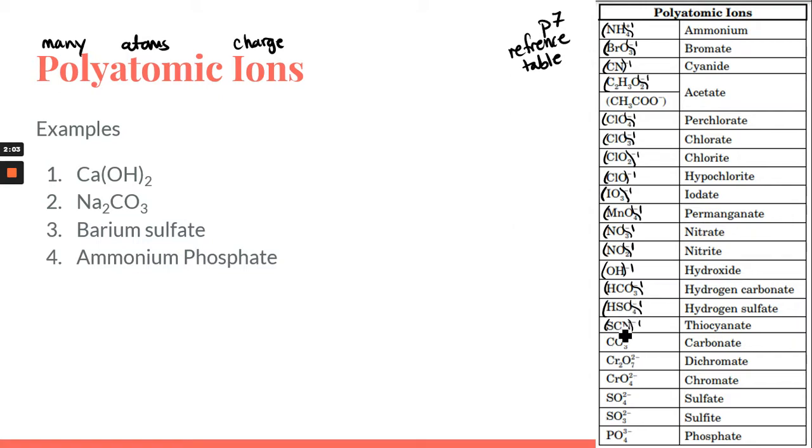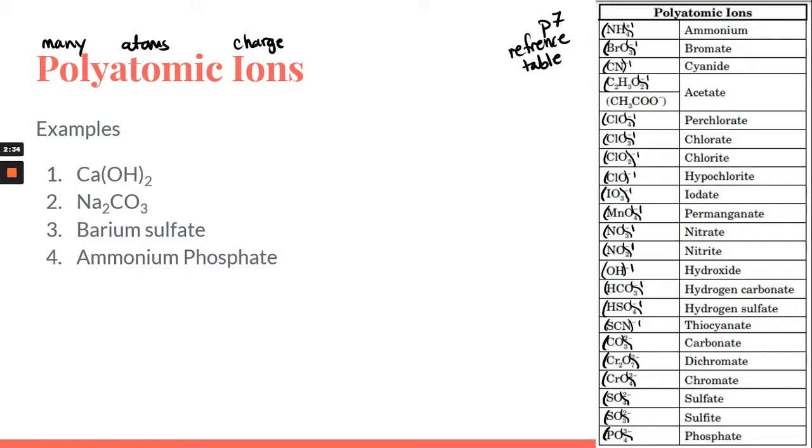and then we have some charges that are not 1. We have carbonate, which is CO3 minus 2, dichromate, Cr2O7 minus 2, chromate, CrO4 minus 2, sulfate, SO4 minus 2, sulfite, SO3 minus 2, and then phosphate. So again, the parentheses are keeping everything that we're considering one item together, and then the charge is on the outside. The charge is the superscript.